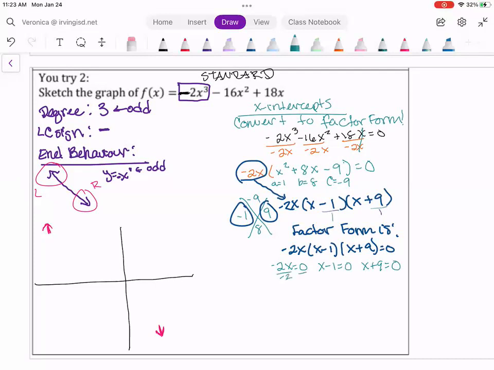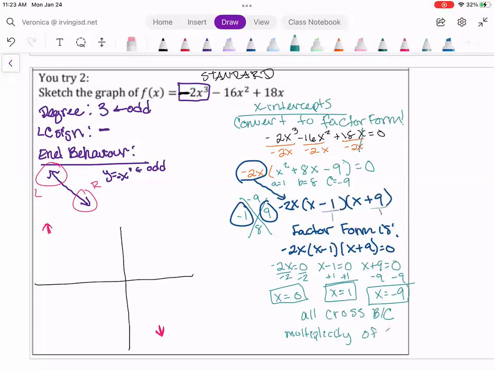So here we're going to divide by negative 2. So x equals 0, because 0 divided by a number is 0. Then we have x minus 1, so we're going to add 1 to both sides, x equals 1, and then subtract 9 from both sides, so x equals negative 9. So you have 3 x-intercepts at 0, 1, and negative 9. And we know they're all crossing because they all have a multiplicity of 1.